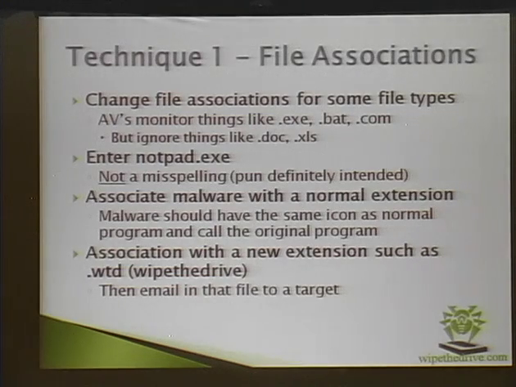So again, we just associate malware with some normal extension, or we can get a little bit more creative with it. We can create a new extension, something like .wtd, wipe the drive, right? And then we can email a file to the admin with that extension, right? The admin double clicks on it. What gets a chance to handle the file? Our malware, right? And so we do think that file associations are going to be a good technique for secondary persistence. We've already seen it used in at least one attack.